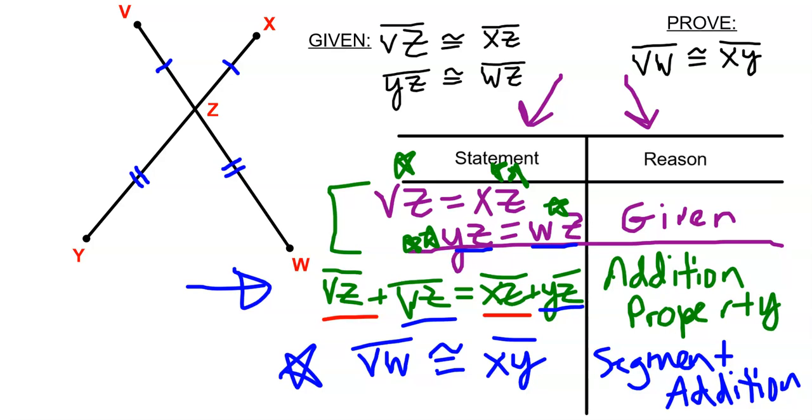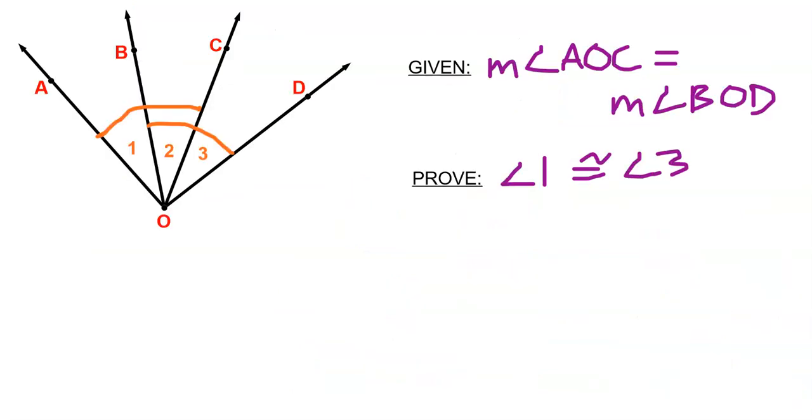Let's take a look at one more proof, and then you're going to be asked to download a skills practice where you're going to go through some guided proofs where I give you either a statement or a reason, and you provide the other. Here, let's look at some angles. We know that the measure of angle AOC is the same as the measure of angle BOD, and we want to prove that angle 1 is congruent to angle 3.